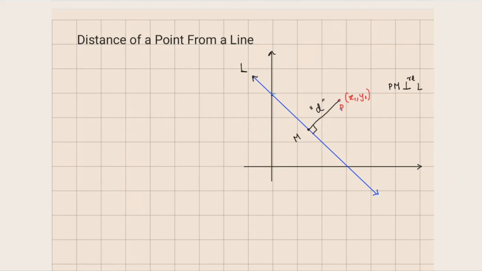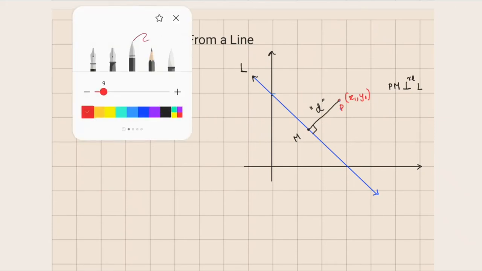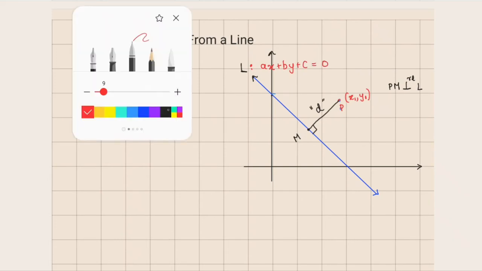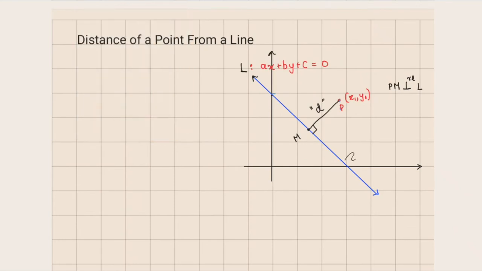Let's assume this line in standard form, which is ax + by + c = 0. This line L intersects the x-axis at this point and the y-axis at this point. What will be this point? This point is nothing but the x-intercept, which is (-c/a, 0).